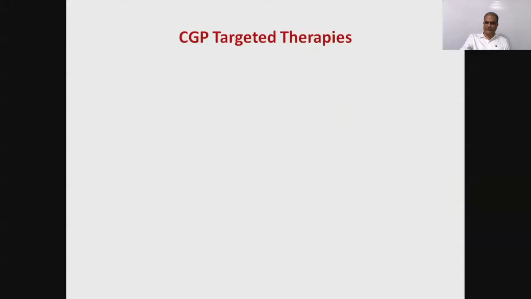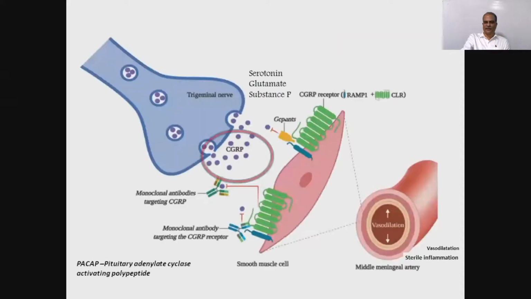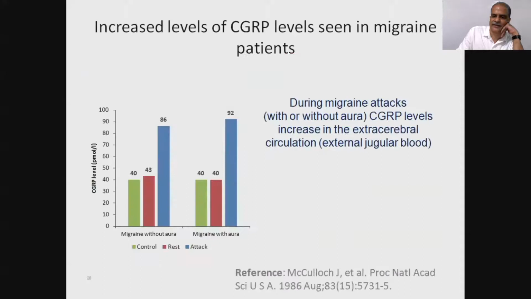So today we'll be looking more closely at the CGRP protein therapies. As you know, this is released from the synaptic cleft, and it is very clearly proven. If you look at this graph, you'll see that in patients with migraine both without aura and with aura, during an attack, if you sample blood from the external jugular, the CGRP protein level goes up. So this is very well documented.